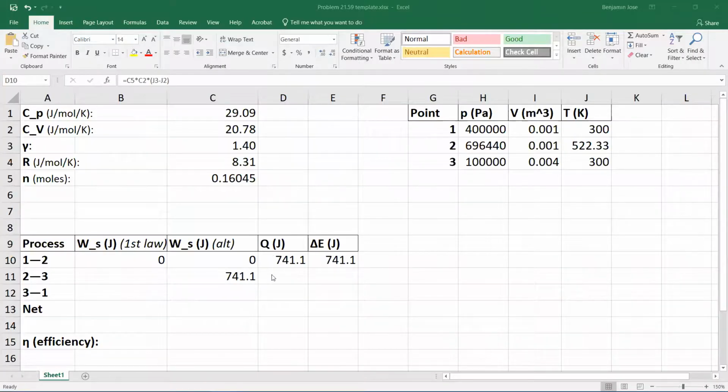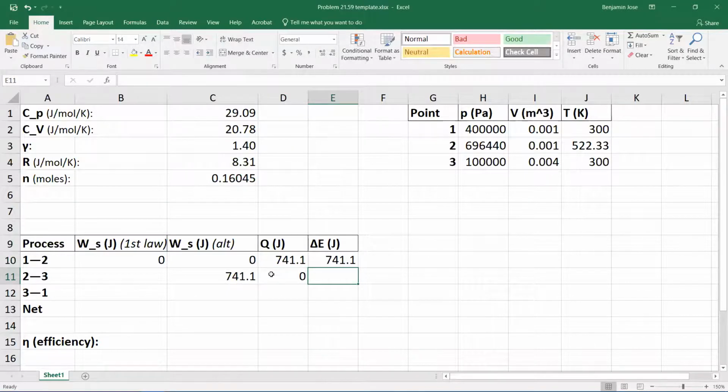Let's finish filling out this row. Okay, the heat exchanged for this adiabatic process. Is there a formula for that? Oh, there is. It's 0. That's the definition of adiabatic, right? No heat. That one was easy.